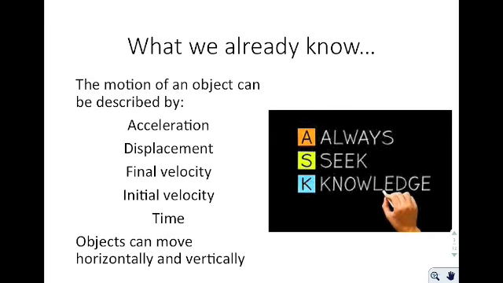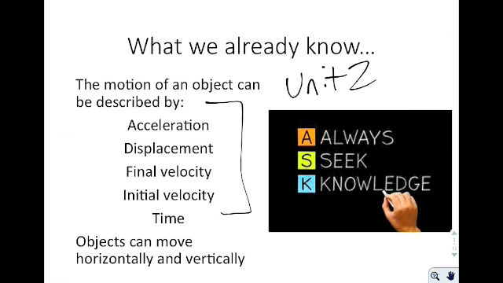So here's what we already know. We already know that the motion of an object can be described in terms of its kinematics, or its motion with acceleration, displacement, final velocity, initial velocity, and time. All of these were covered in Unit 2. So if you're having a hard time trying to remember which one is which, go ahead and refer to your previous notes that you have for Unit 2.